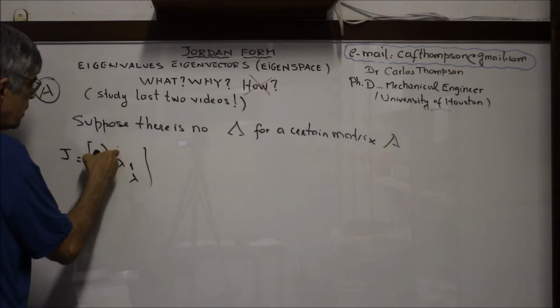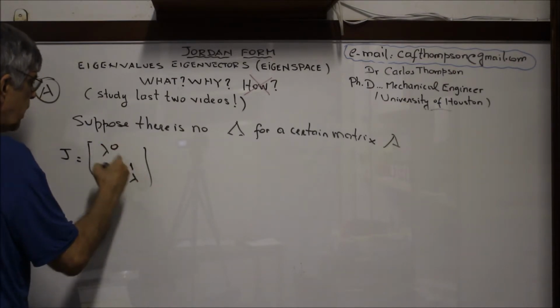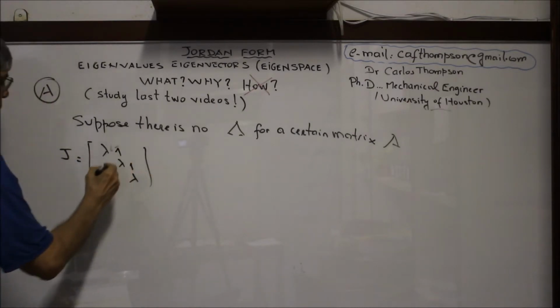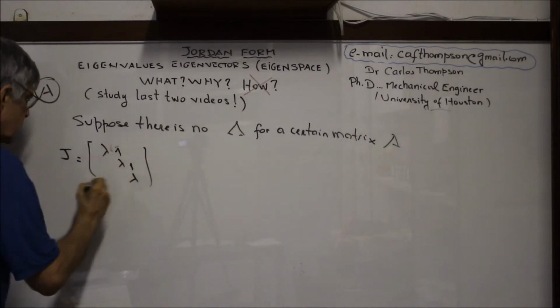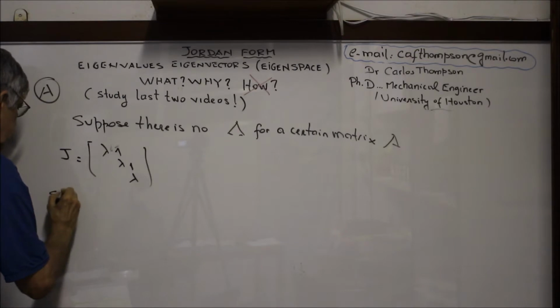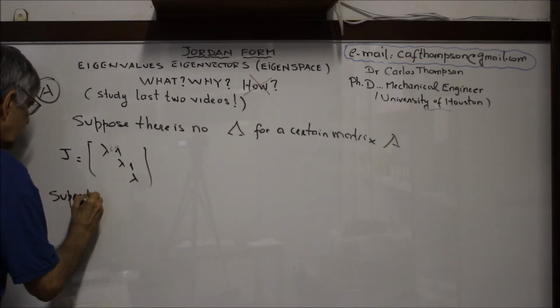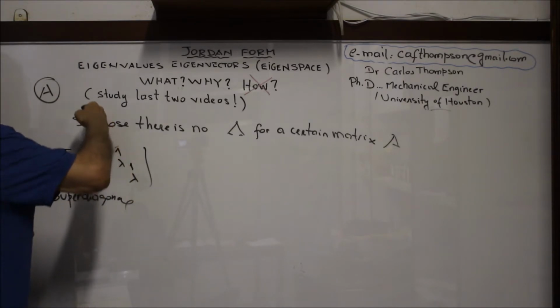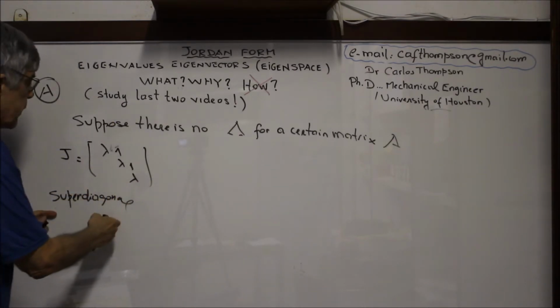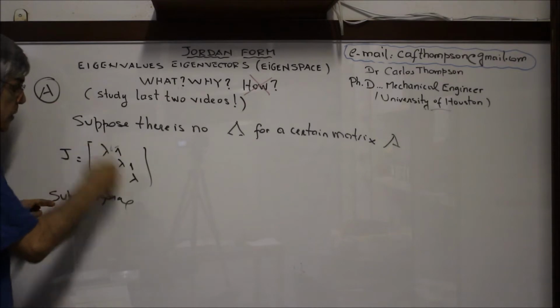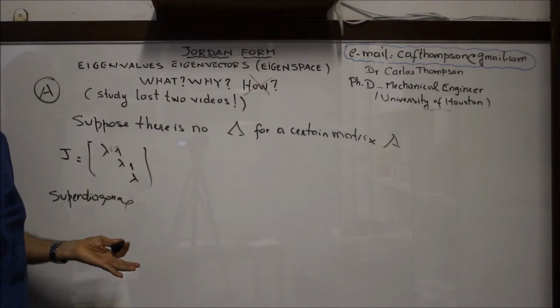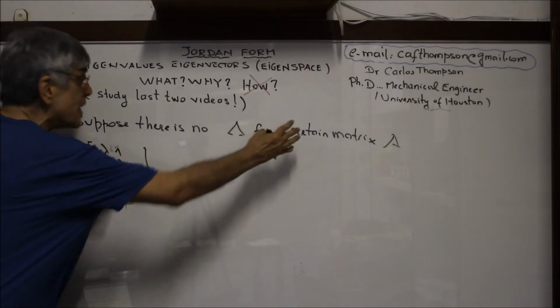Either I put 0 here, or I put 1 here. So I fill this, my super diagonal. When I put 1 here in the super diagonal, this approximates the diagonal matrix, because, given A, it's impossible to get a similar matrix in the diagonal form.